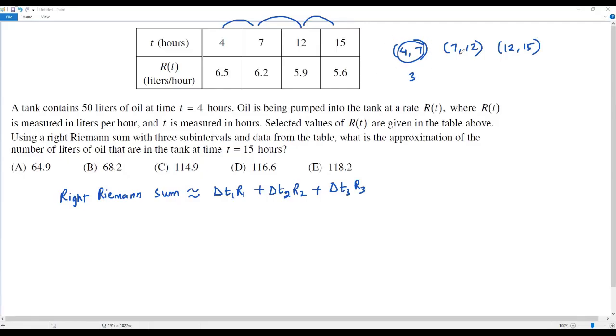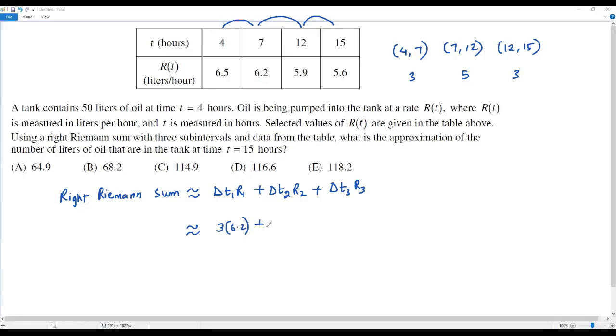That is 7 minus 4. For the time duration of the second subinterval, we subtract the minimum value 7 from the maximum value 12. 12 minus 7 is 5. That is 5 hours. And the time duration for the third subinterval is 3 hours. Here for the first subinterval, the value of delta T1 is 3. Now we have to consider the rate at which the oil is being pumped into the tank. Since we do a right Riemann sum, we take the rate at the right endpoint. In the first subinterval, the right endpoint is 7. So we get the rate at time t equals 7 hours. That is 6.2.